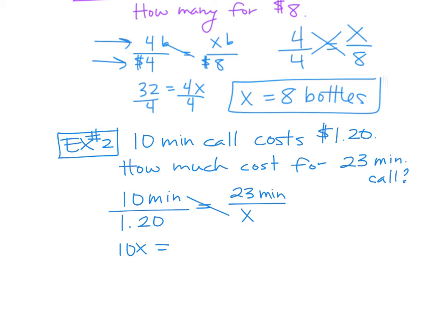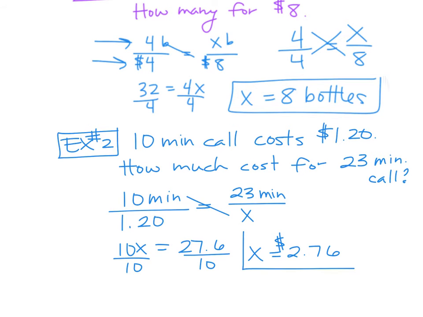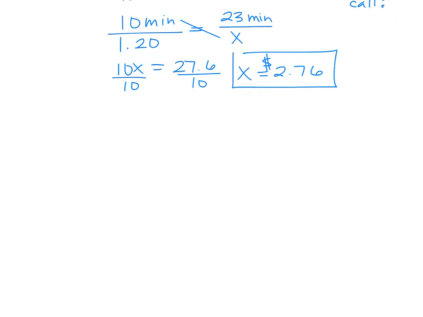10x equals 23 times $1.20. What? 27.6. Okay, and then we would divide by 10. So x is 2.76, but what are we talking about? Cost, right? So dollars here. So $2.76. Okay, direct variation. Any questions on that? Okay, so inverse variation then.